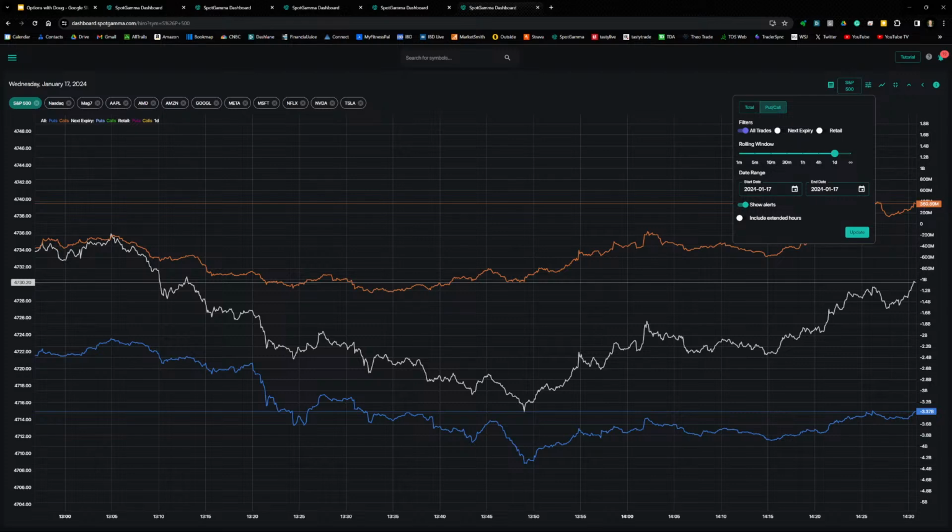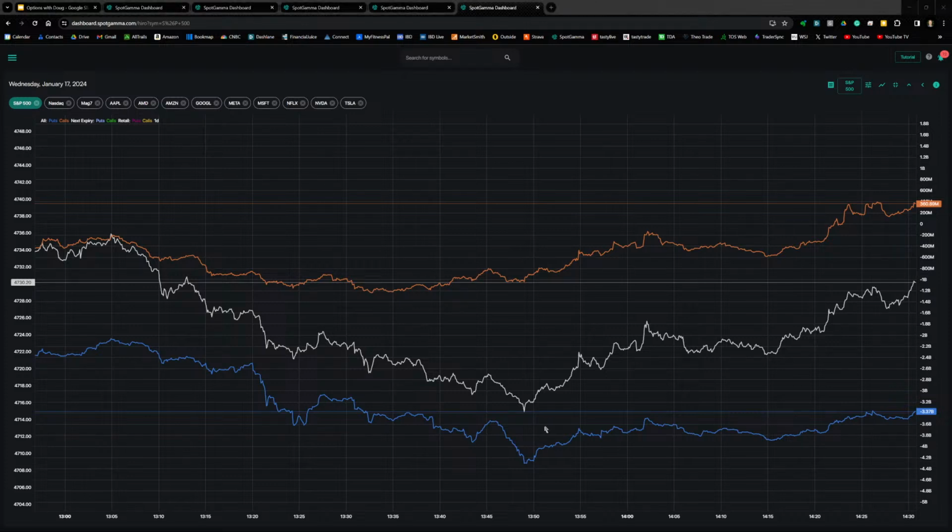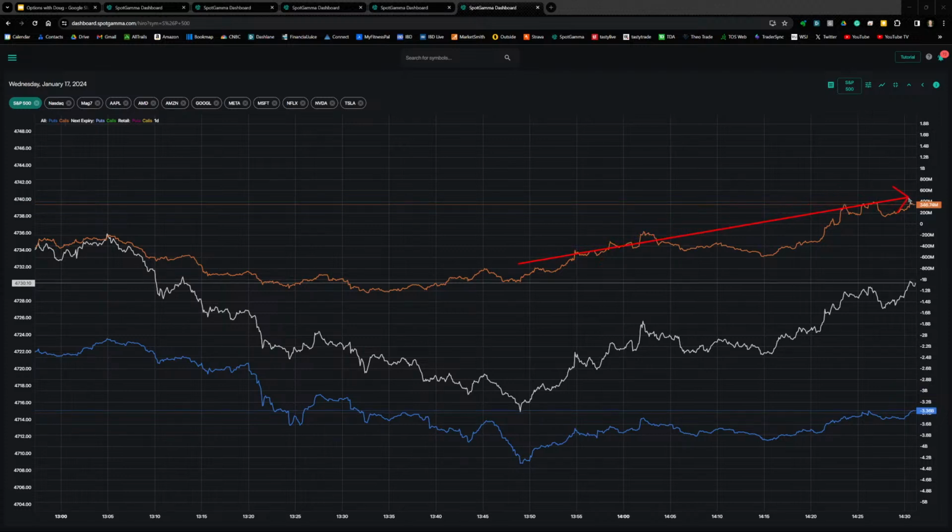So right now, the orange line and the blue line are moving in the same direction, not strongly higher, but they are moving higher. So traders right around 1350 started buying calls again. That's shown by the rising orange line. They also stopped buying puts, and they start selling puts or even really just stop buying puts.